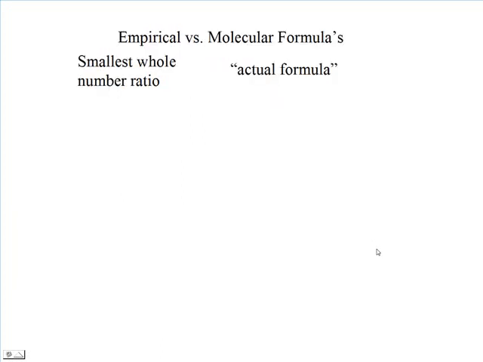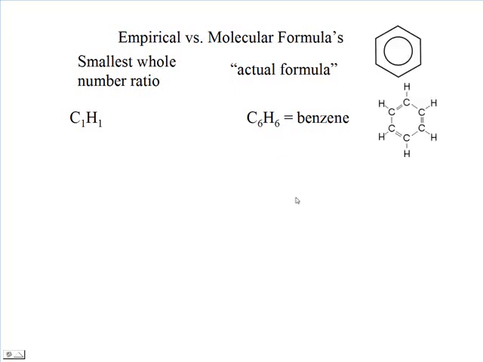But what's the difference between an empirical and a molecular formula? I like to say the molecular formula is the actual formula. Right here we're saying that the empirical formula, the smallest whole number ratio, is a 1-to-1 between C and H. Well, this is also a 1-to-1 ratio between C and H, but this is the actual formula. This is benzene.